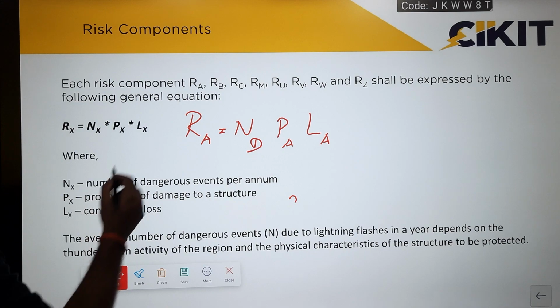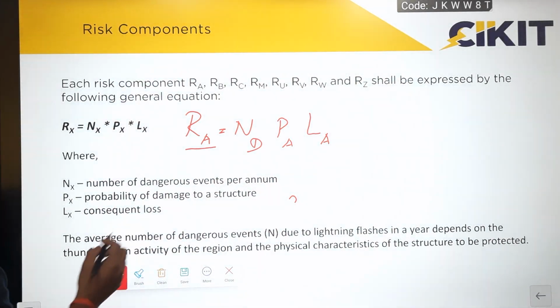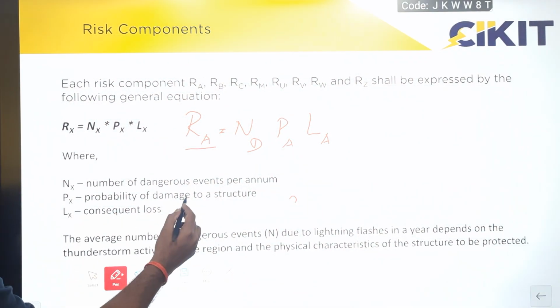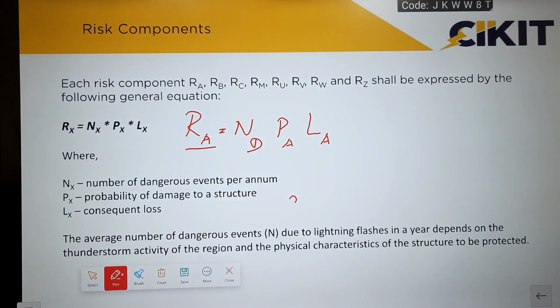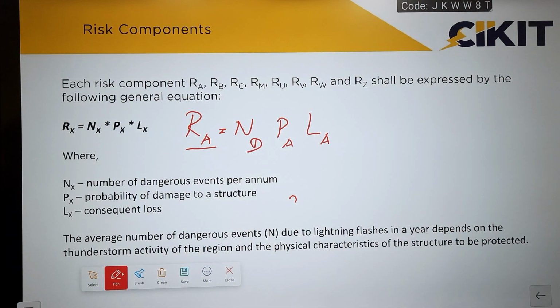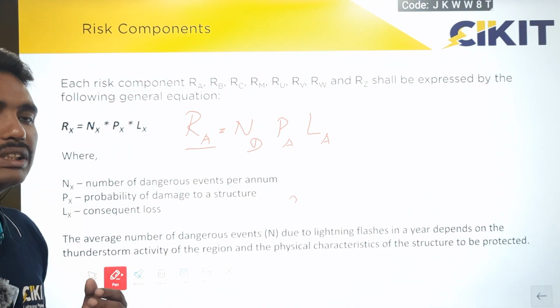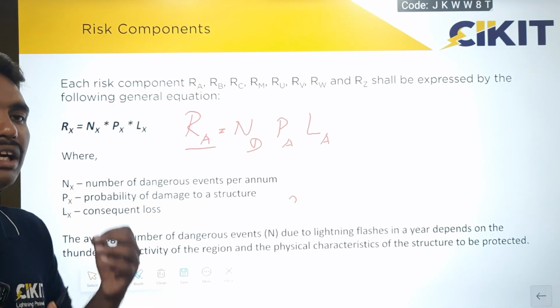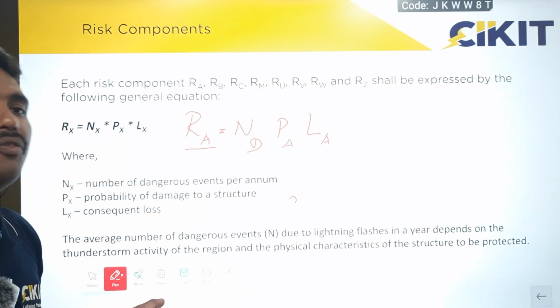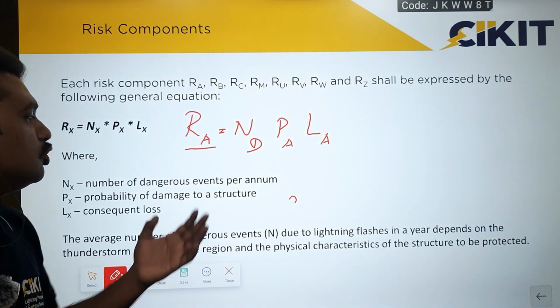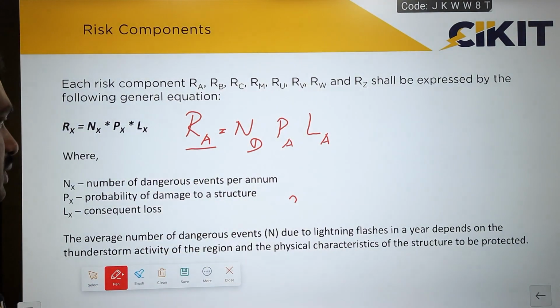Here the RA is made up of 3 values: number of dangerous events, probability of a damage, and the consequent loss. In the number of dangerous events, we will be considering the physical parameters of the structure, environmental parameters, and type of power line, type of data line. These are the different things we will be considering for the number of dangerous events.